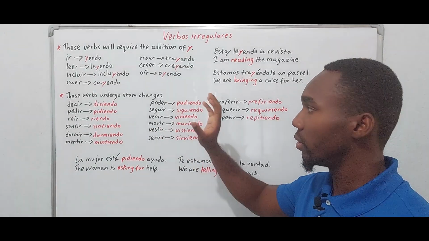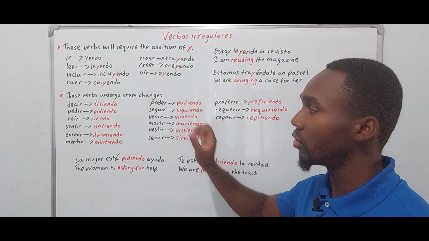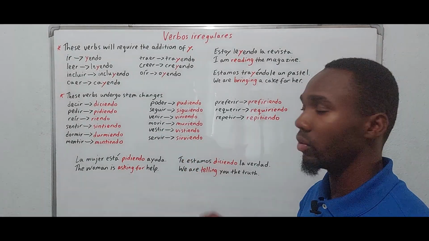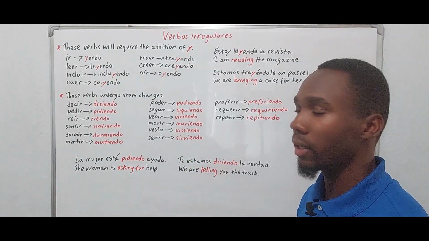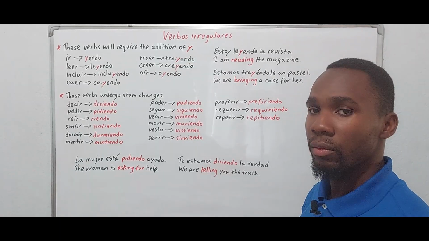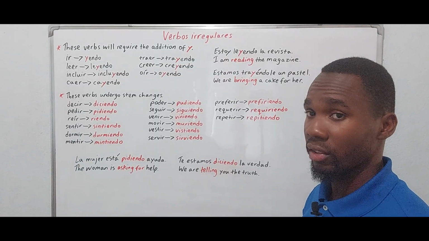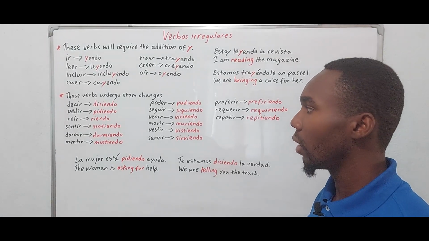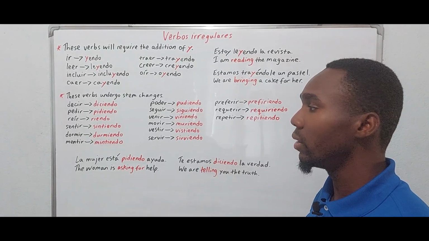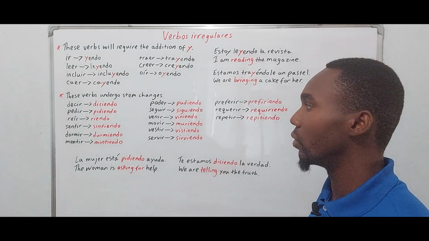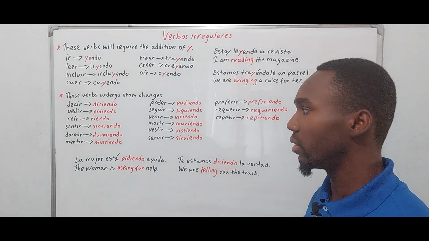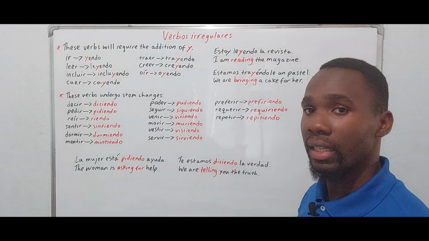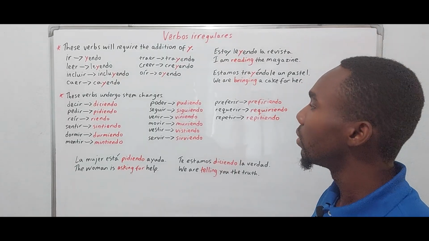So this is the second group of irregular verbs. Decir, diciendo. Decir means to say or to tell. Pedir means to request or to ask for. Pidiendo. Reír, to laugh. Riendo. Sentir, to feel. Sintiendo. Dormir, to sleep. Durmiendo. Mentir, to lie. Mintiendo.